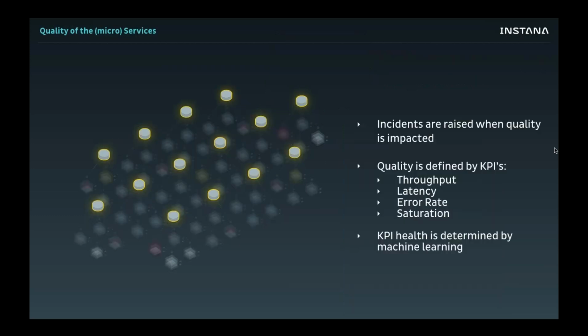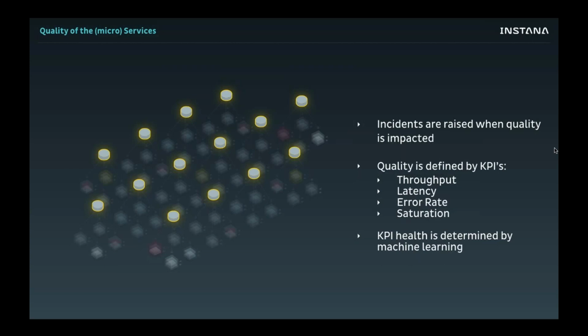All right? And here is how we determine quality of service. We raise an incident when quality is impacted, and quality is defined by KPIs. So the KPIs that we calculate and monitor for each discovered microservice are throughput, latency, error rate, and saturation. Saturation is essentially kind of like backlog. It's kind of backup. It's like how much pressure, how many built-up requests are not being serviced yet for that API.